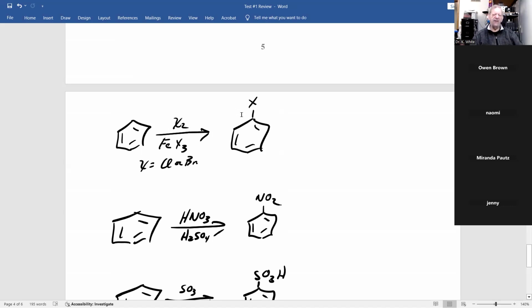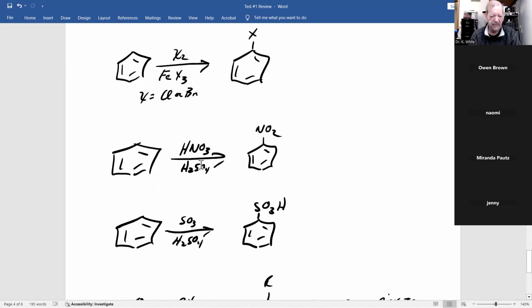Now, I mentioned, what if there was something already on the ring? Well, that opens up a whole area called substituents and directors on a ring. We'll do a lab with that, but I won't put it on the test because I'd rather spend more time on things that are important to you, like carbohydrates, proteins, and fats and oils later in the semester, than wasting time on something you'll never do the rest of your life, but still you should know about. So therefore, this is the only reaction where X is chlorine or bromine on test 1.